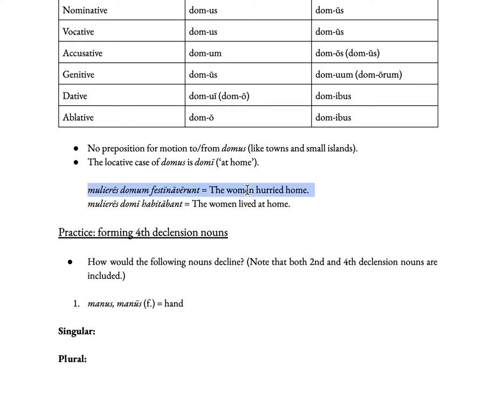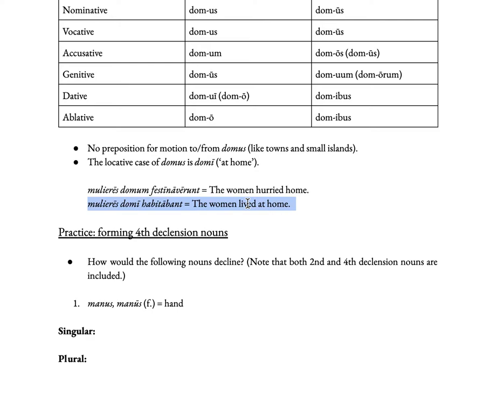So here is an example. The women hurried home, mulieres domum festinaverunt. Not ad domum, just domum. And again here, the women lived at home, mulieres domi habitabant. Domi is that locative form.